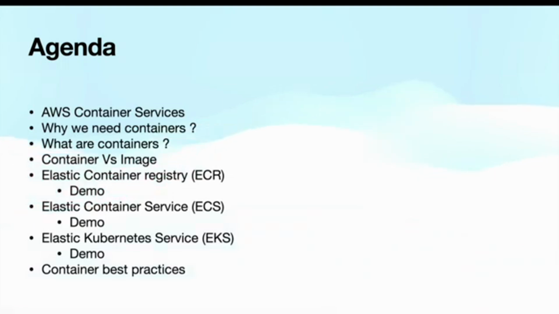Then we are going to have a discussion about the Elastic Container Service, and we are going to create an ECS cluster, service and ECS task and deploy the container we have created. Then we are going to discuss the Elastic Kubernetes Service, and of course a demo on that. And lastly we are going to discuss the best practices we can follow when building images and containerization.